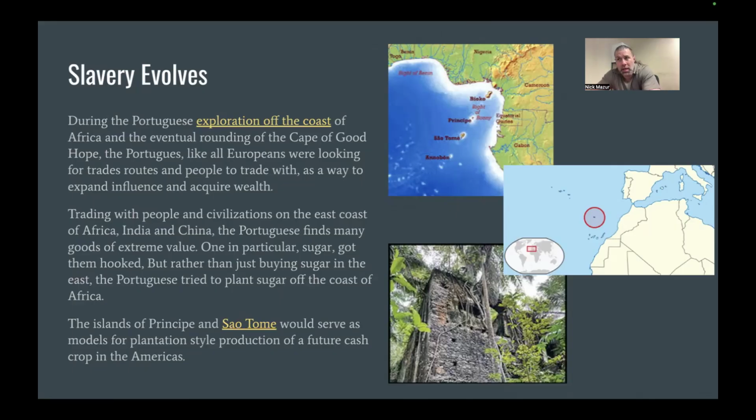Now we don't know specifically if Christopher Columbus actually saw the farms on São Tomé or on Príncipe. It is possible that he may have. We don't actually have any proof or documentation of that, but we do know that Christopher Columbus was exposed to the slave systems and the slaves that were available on the coasts of Africa.